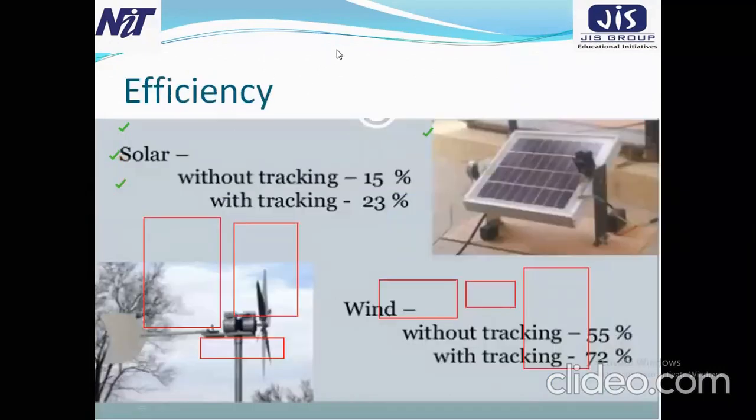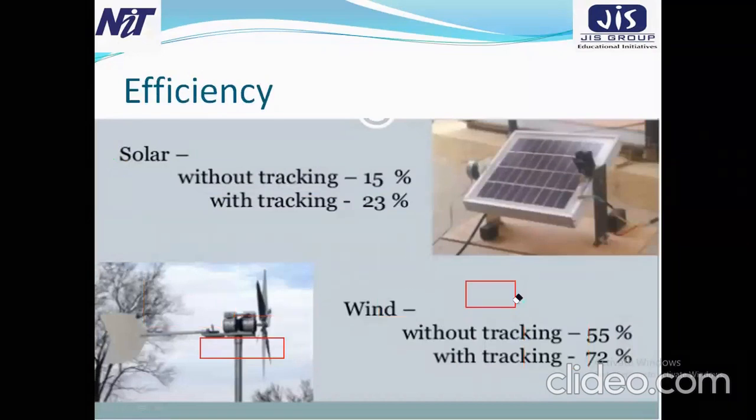And now efficiency. So what are the efficiencies? Look here. So solar without tracking, it's 15%. With tracking, it's 23%. And for wind, without tracking, the efficiency is 55%, and with tracking, we can increase the efficiency up to 72%. So for that reason, it has great advantages.